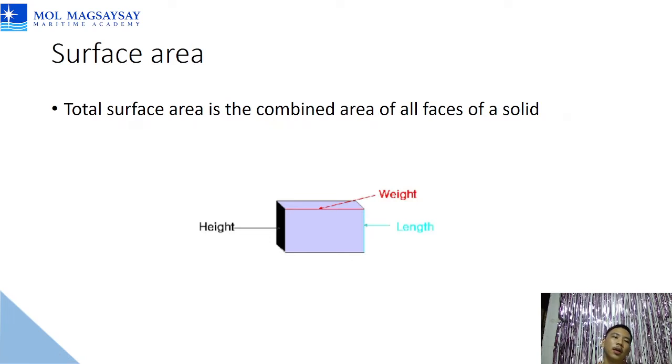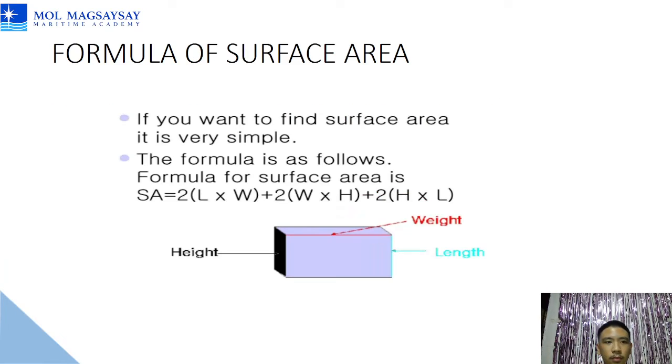So for our surface area, the total surface area is the combined area of all faces of a solid. Formula of surface area. If you want to find surface area, it is very simple. The formula is as follows. The formula for surface area is surface area equals 2 length times width plus 2 width times height plus 2 height times length.